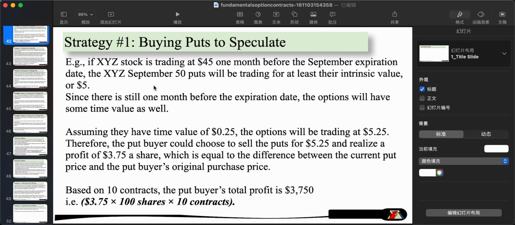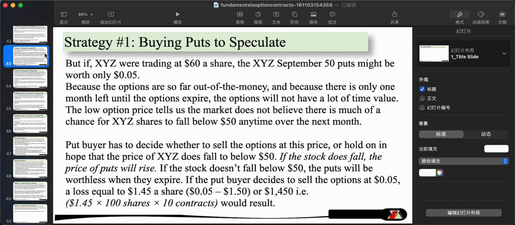Therefore, the put buyer could choose to sell the puts for $5.25 and realize a profit of $3.75 per share, which is equal to the difference between the current put price and the put buyer's original purchase price. So based on 10 contracts, the put buyer's total profit would be $3,750. That's 3.75 times 100 shares times 10 contracts.